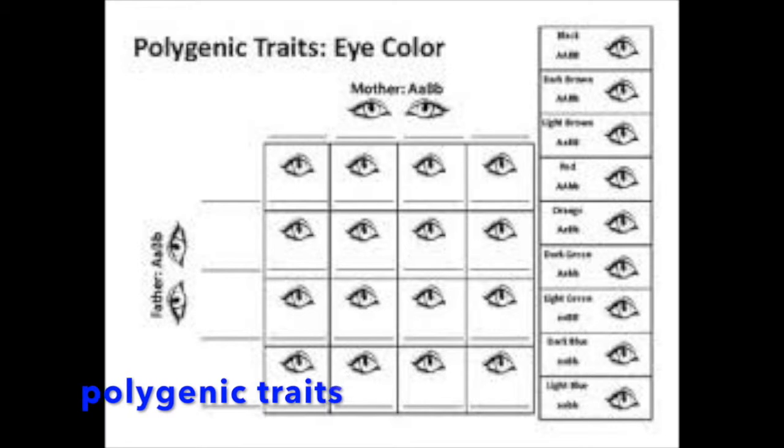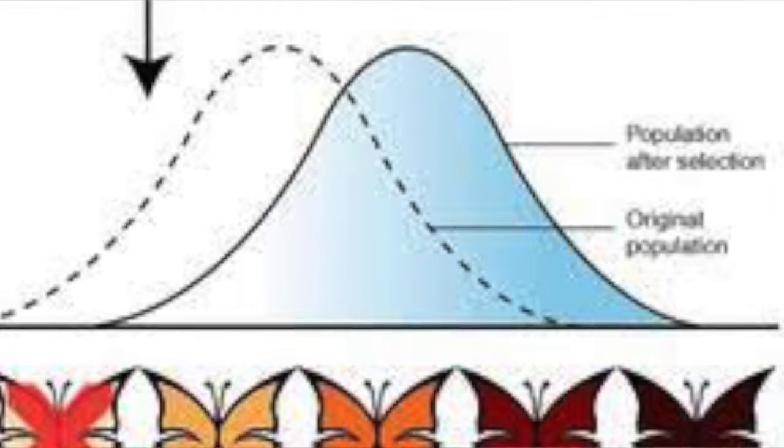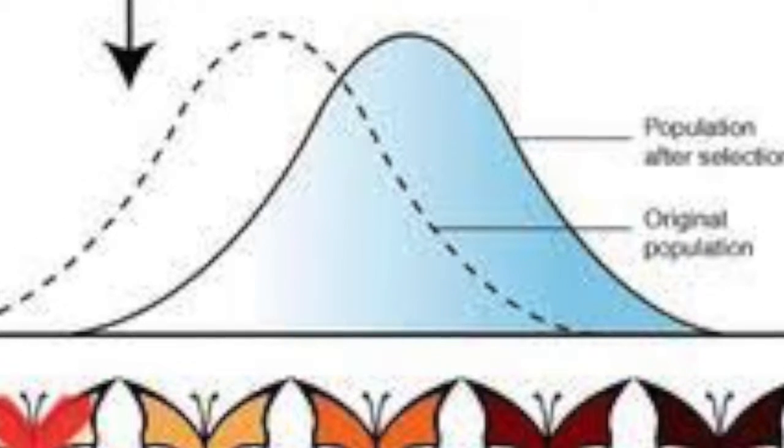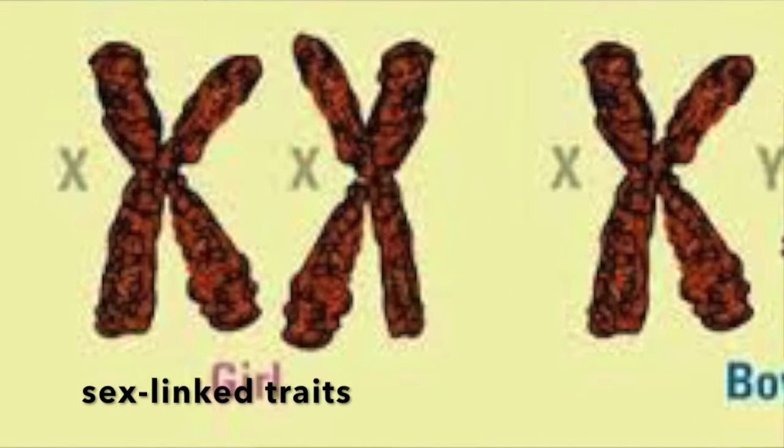On to polygenic traits. Polygenic traits are traits that are determined by more than one gene, and as more genes get involved, the bigger the range of phenotypes will be. An example of this is human height, which is determined by more than 5 genes from each parent. Next, we have sex-linked traits, or traits determined by the sex chromosomes.